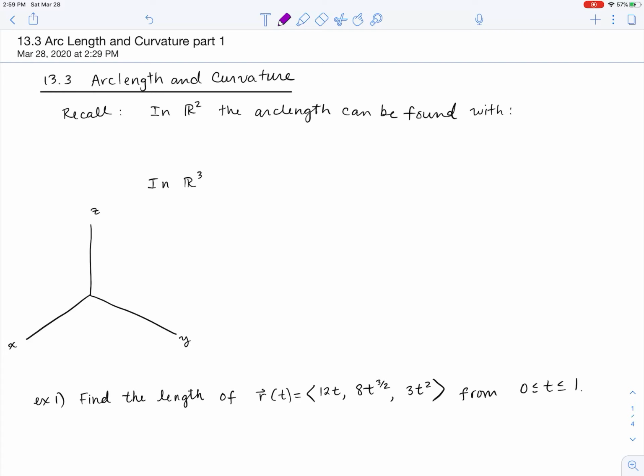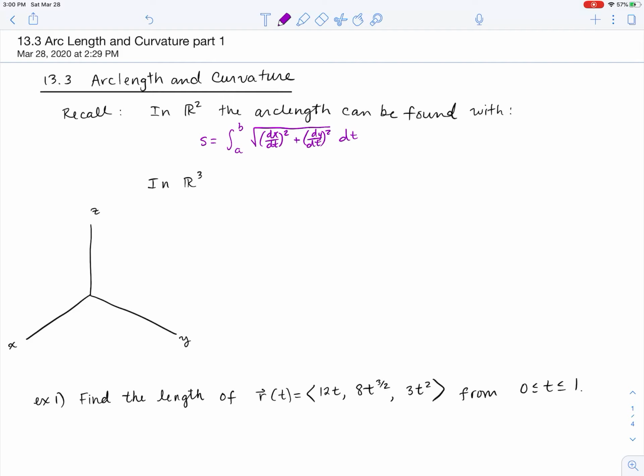In R2, the arc length can be found with the formula S equals the integral from a to b of the square root of (dx/dt) squared plus (dy/dt) squared, and this is all with respect to t. So that should look familiar. It's equivalent to other formulas that have similar characteristics, and these are all coming from the Pythagorean theorem, pretty much, adding up little pieces.